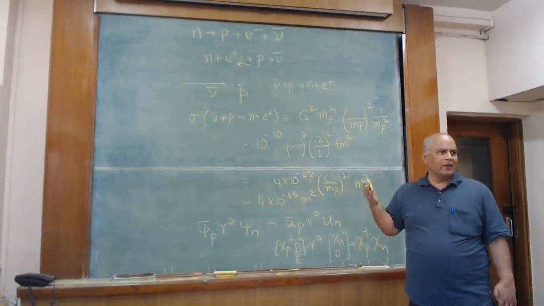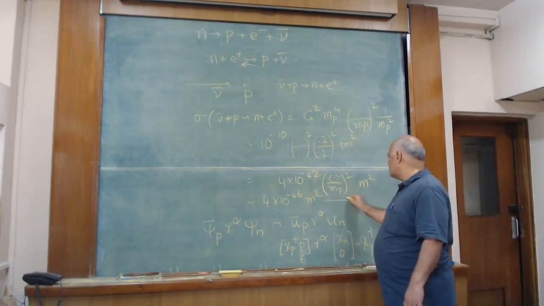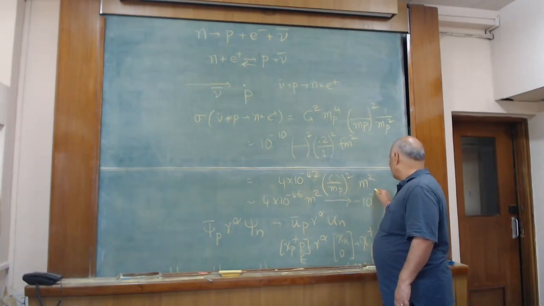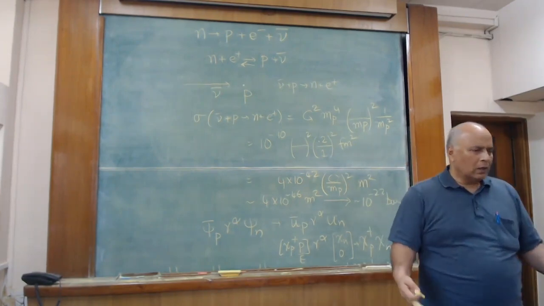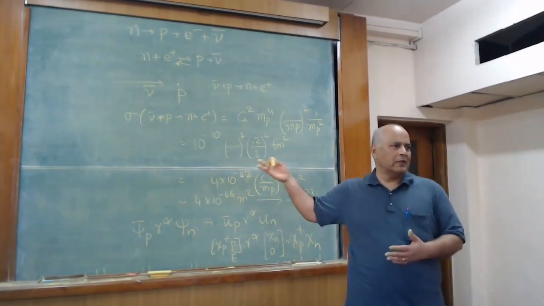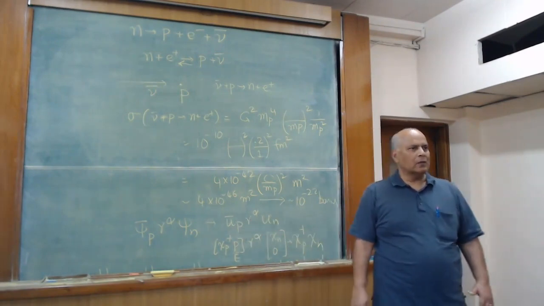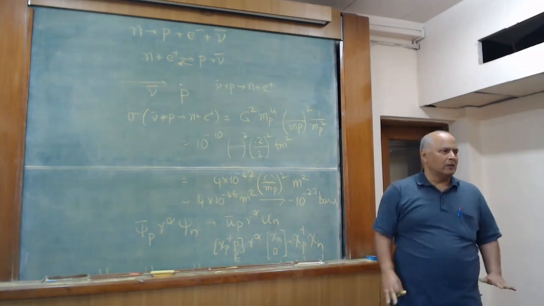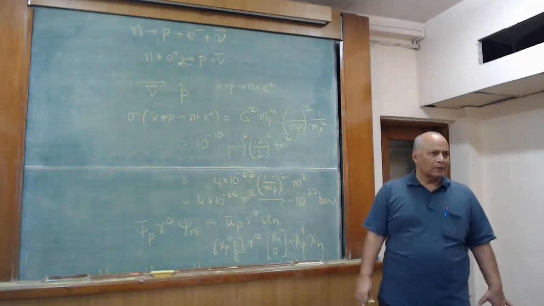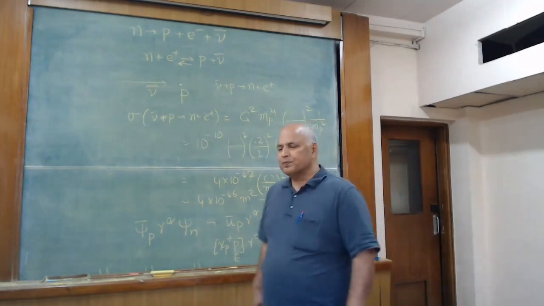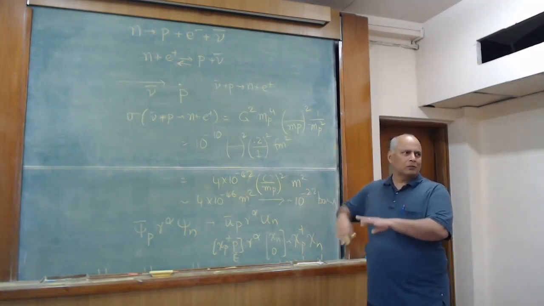And I hope you are familiar with this unit called barn. So in terms of barns, this is about 10 power minus 22 barns. And the cross sections that were measured in the lab, let's say for Compton scattering or Moller scattering or Bhabha scattering, they are of the order of barns, maybe millibarns. But this is some 18 to 20 orders of magnitude smaller. So people were convinced that a neutrino cannot be detected.